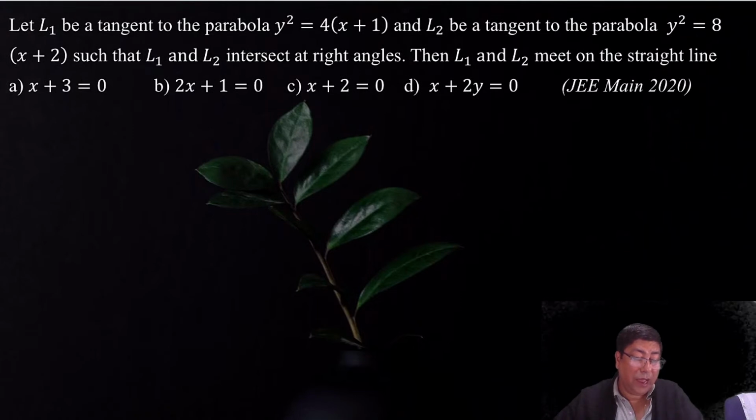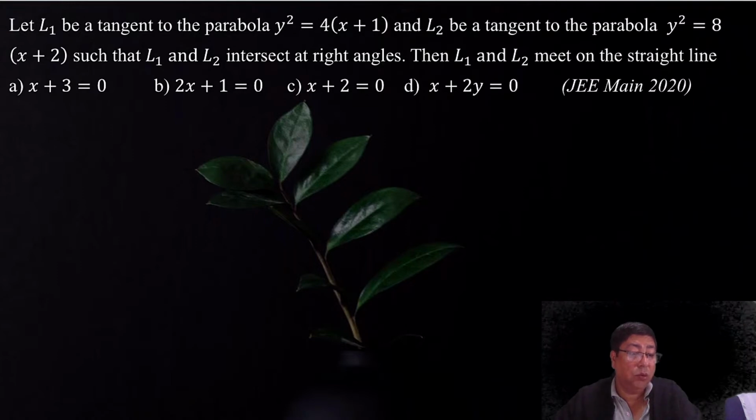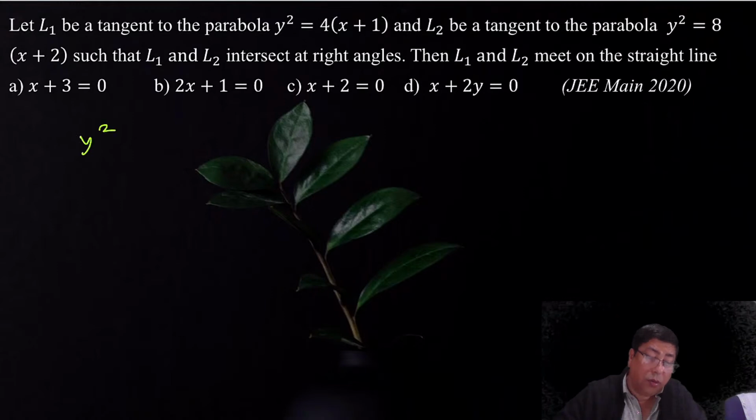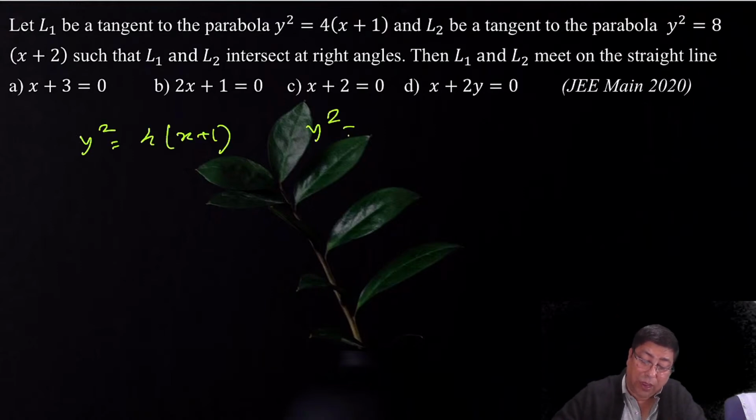Let L1 be the tangent to the parabola y square equal to 4 into x plus 1 and L2 be the tangent to the parabola y square equal to 8 into x plus 2 such that L1 and L2 intersect at right angle. Then L1 and L2 meet on the line. What to do here?